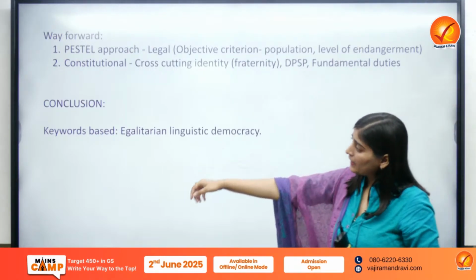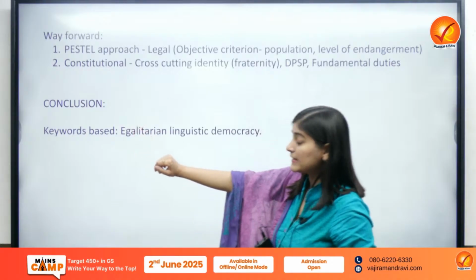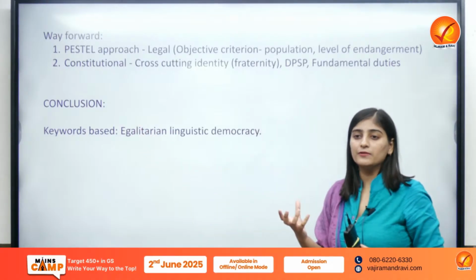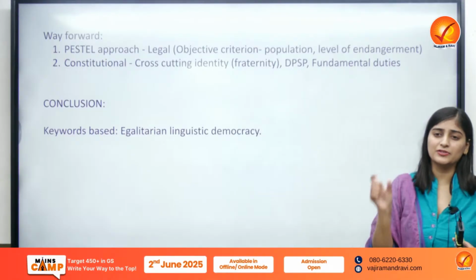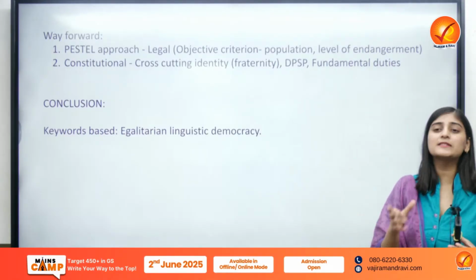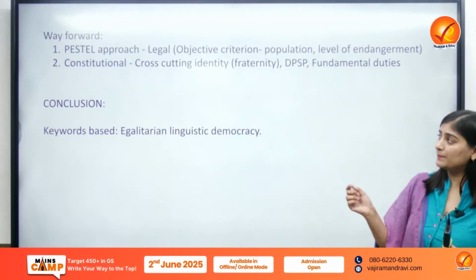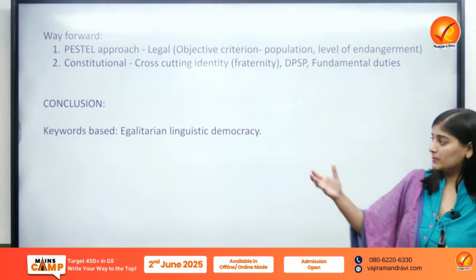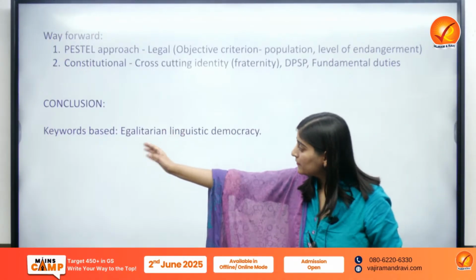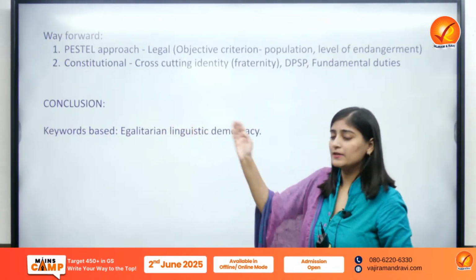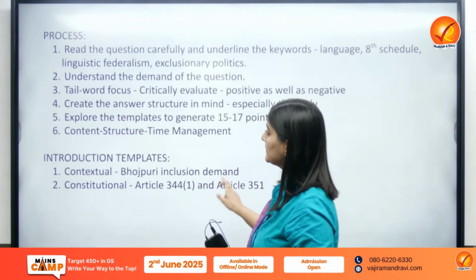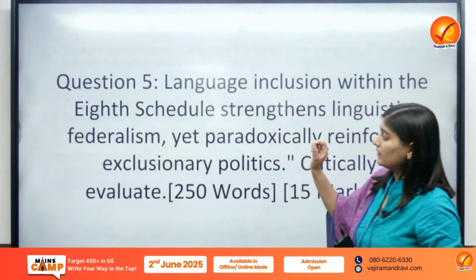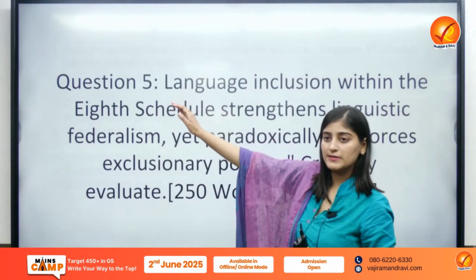So do that. Lastly, in conclusion, again, keywords. That is why I'm saying just collect some good keywords related to the Constitution. Use ChatGPT or anything, just put in the topic and collect some good keywords, create a glossary. That will help you to elevate your answer. So conclusion, keywords based: egalitarian linguistic democracy. So everything is covered in this. Linguistic democracy, linguistic covers this language keyword.